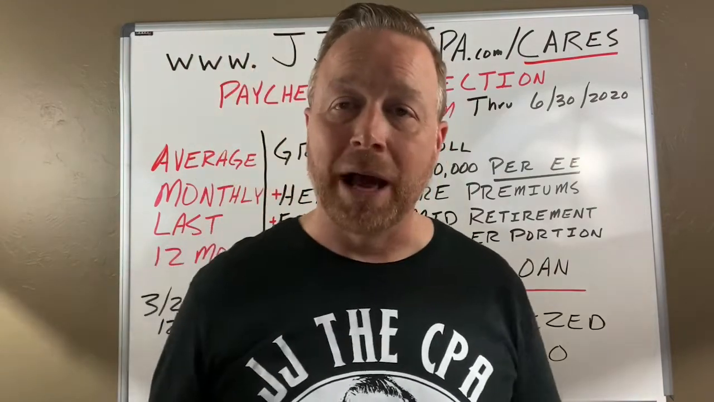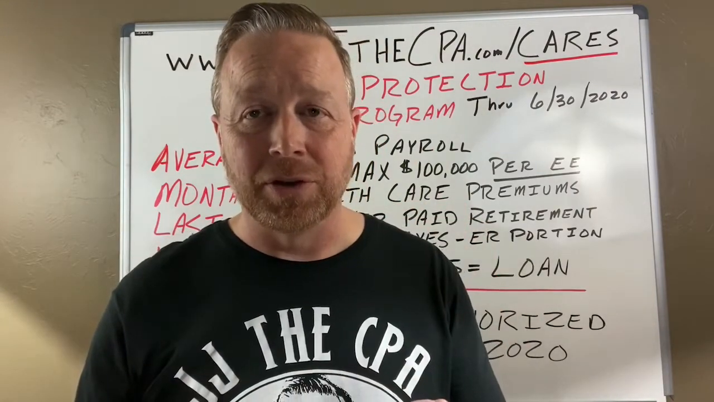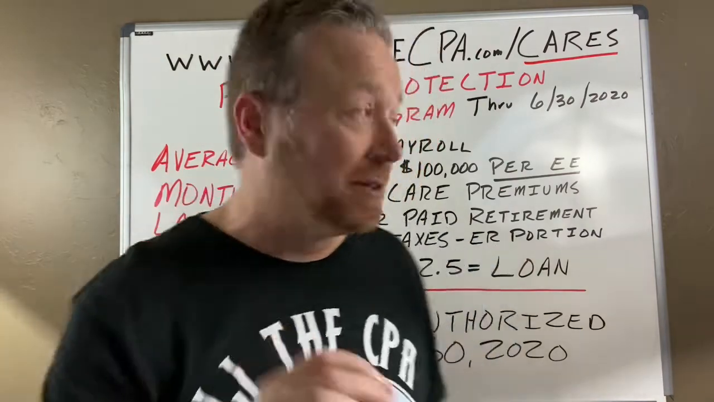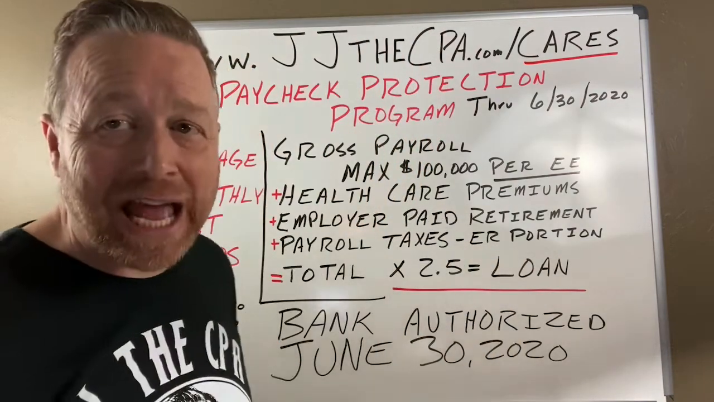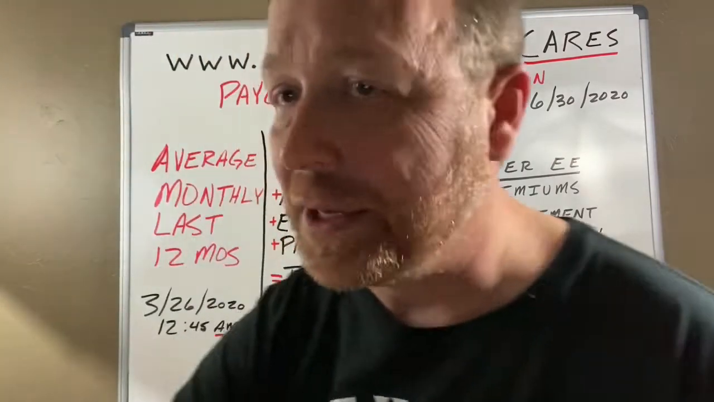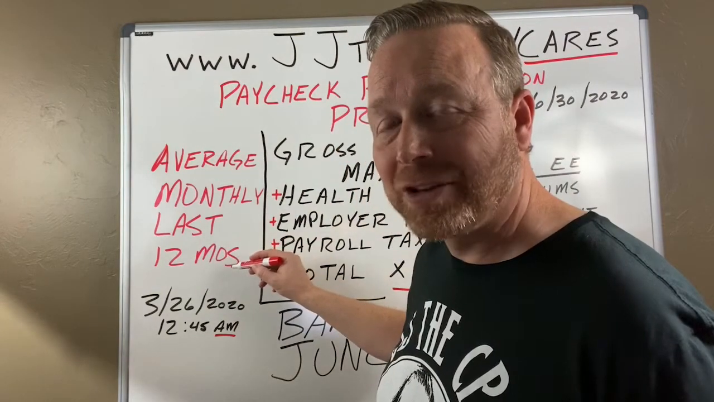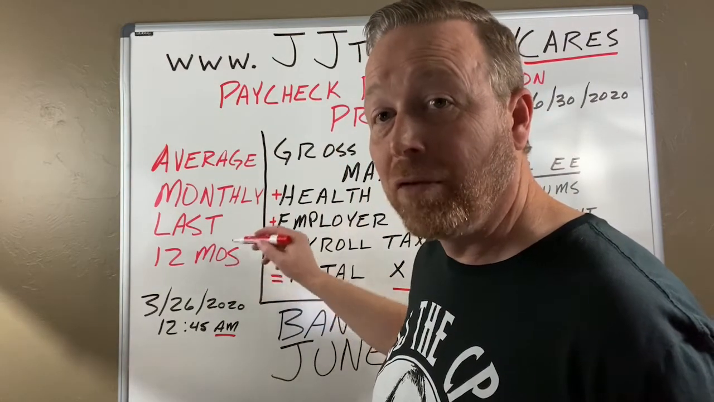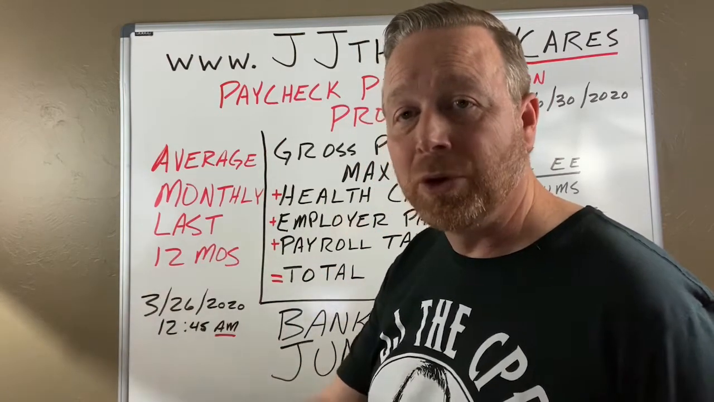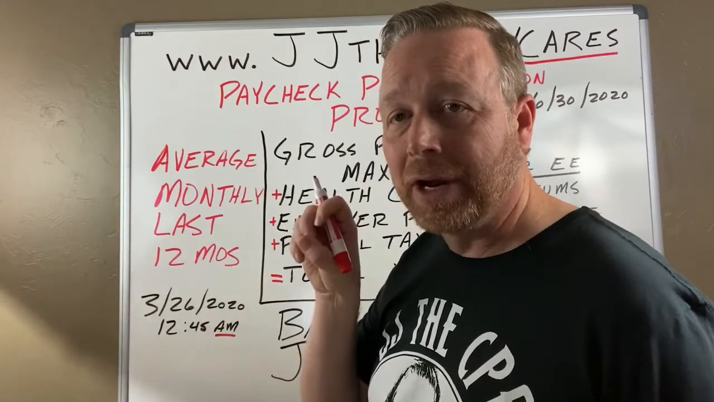So what are we talking about here? The first thing is, and there's many things to this CARES Act, it's over 800 pages long. One of the things that's been put into play is the Paycheck Protection Program. And what this is, we're going to take the average monthly of the last 12 months of these items times 2.5, and that is a loan that you can get. Practically put the few documents in and you're going to get the loan.